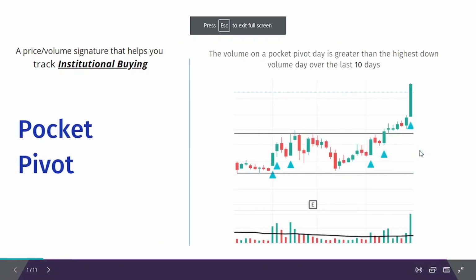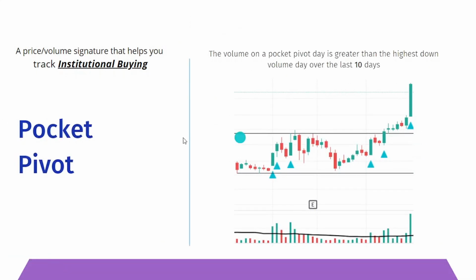So what is a pocket pivot? Pocket pivot is essentially a unique price volume signature that helps you track institutional accumulation or institutional buying. The defining characteristic is that the volume on a pocket pivot day is greater than the highest down volume day of the last 10 days.